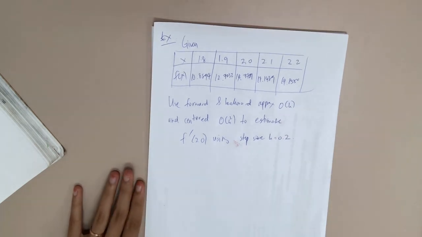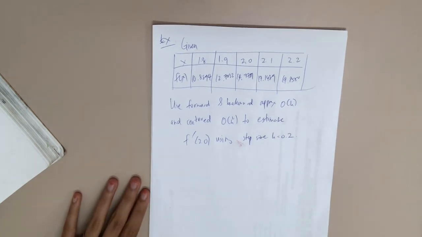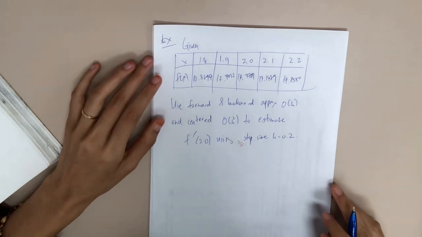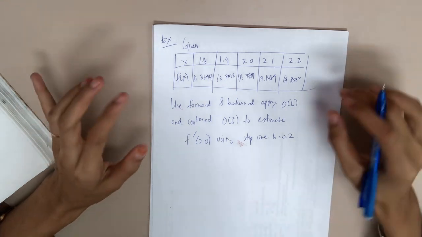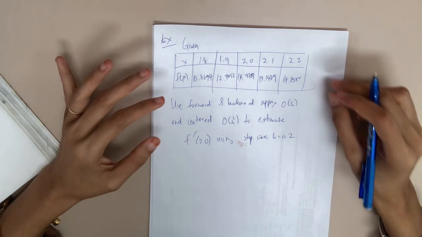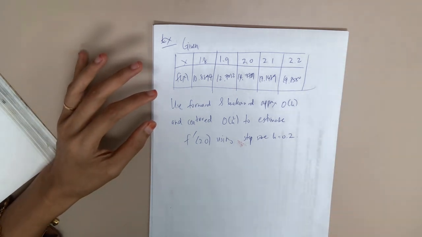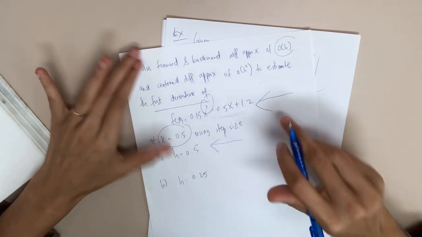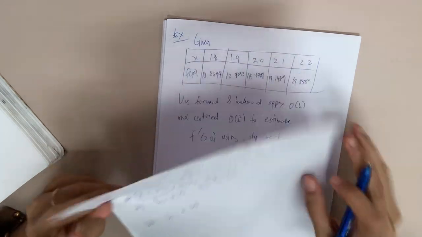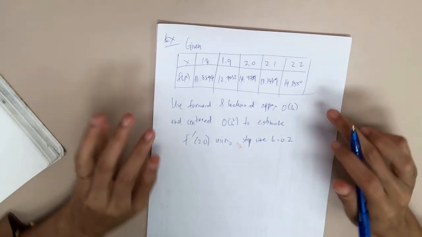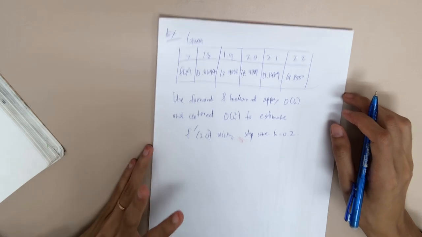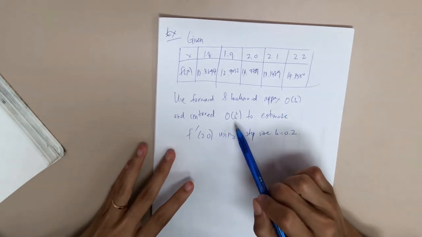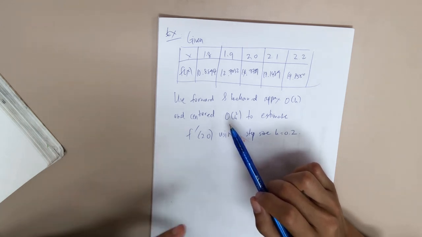Okay, alright. So I repeat, I mention again this example. The given here is a table. Instead of the previous example, which gave you an equation, this example gives you a table. And then the question asks you to use forward and backward approximation of O(h) and centered O(h squared). So I hope that you are already clear on that.